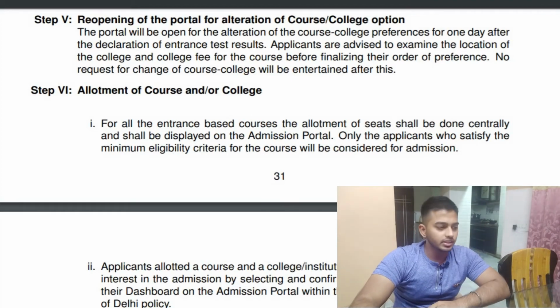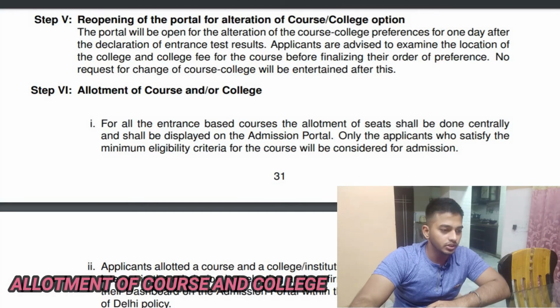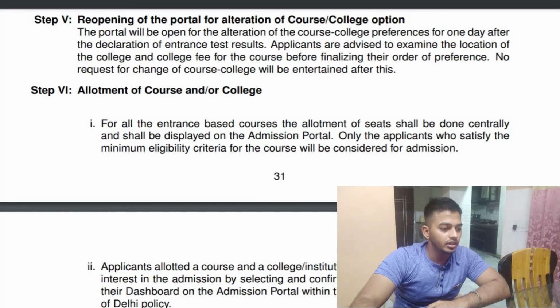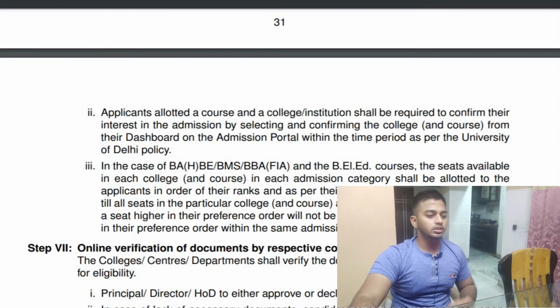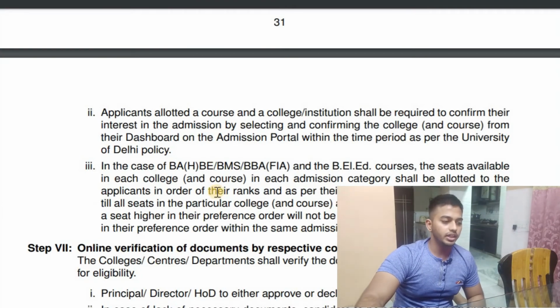Step number 6 is allotment of course and or college. For all the entrance based courses, the allotment of seats shall be done centrally and shall be displayed on the admission portal. Only the applicants who satisfy the minimum eligibility criteria for courses will be considered for admission. Applicants allotted a course and college or institution shall be required to confirm their interest in admission.